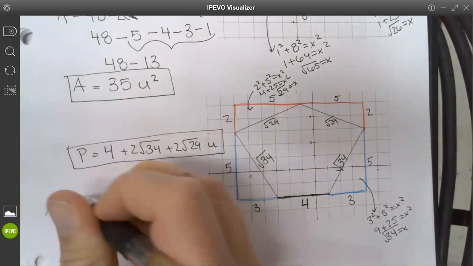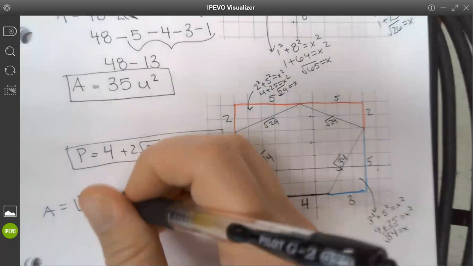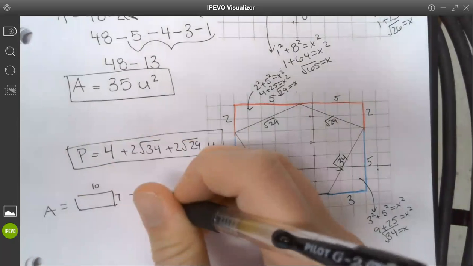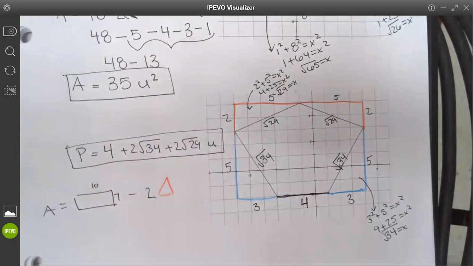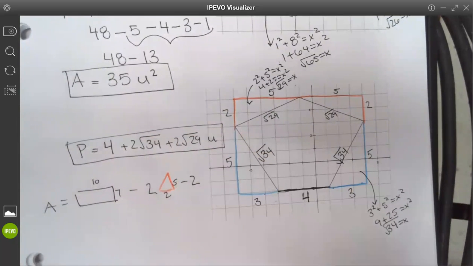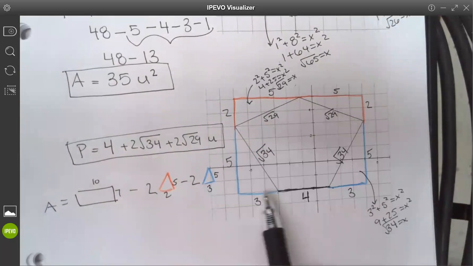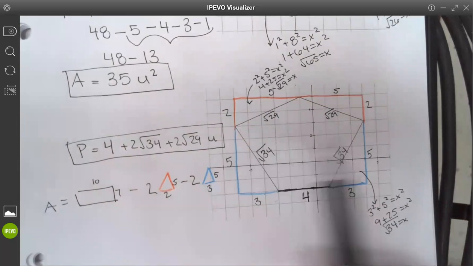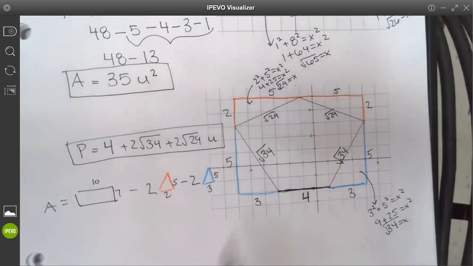My area, what box did I draw in? What's the size of that outer box? 10 by 7, yeah. 10 by 7, and I have 2 triangles that are 2 and 5 for the legs, and 2 triangles that are 3 and 5. And notice, when I do area, I don't need these radicals at all. The only time we use the slant lengths, those radical lengths, is when we're doing perimeter.